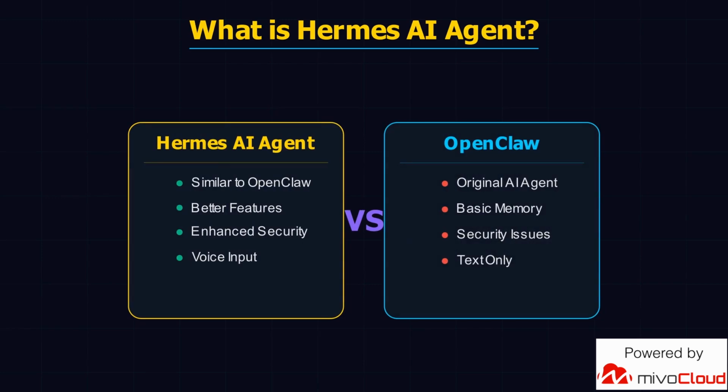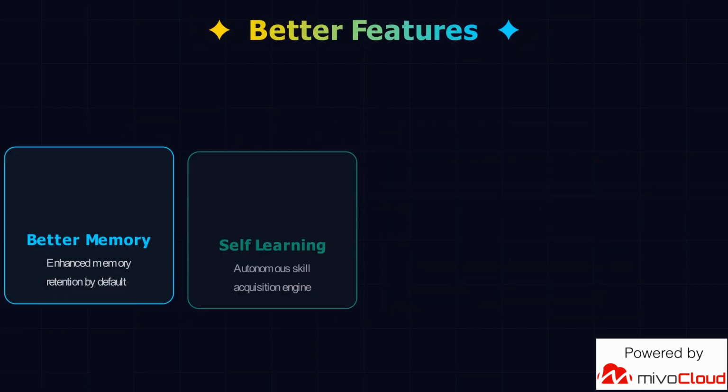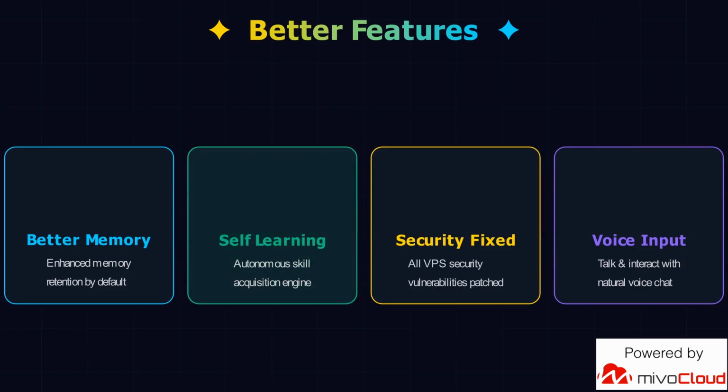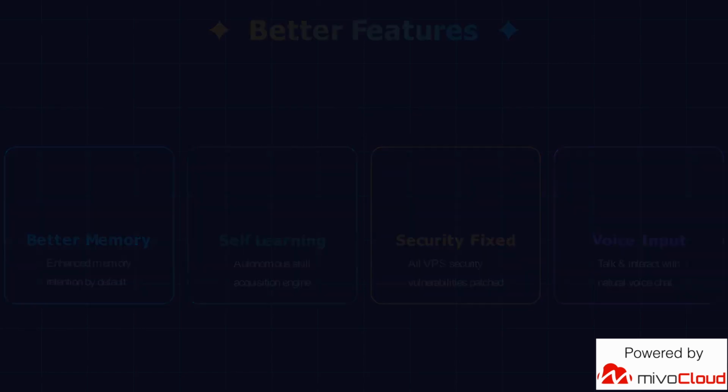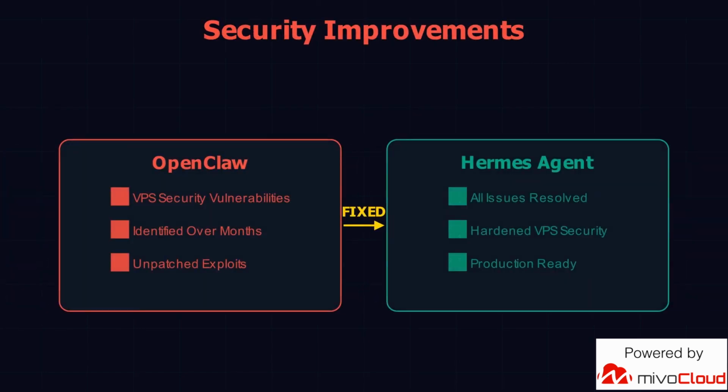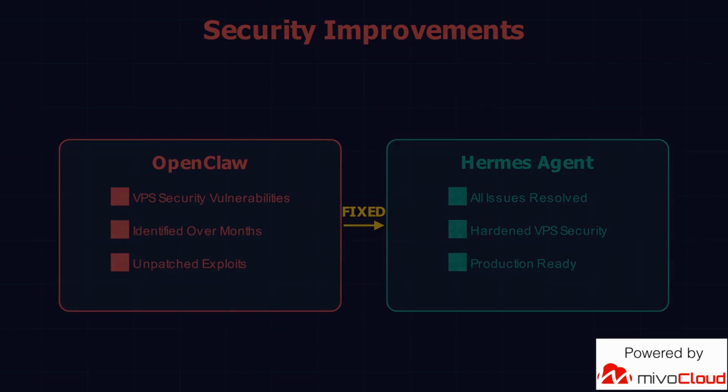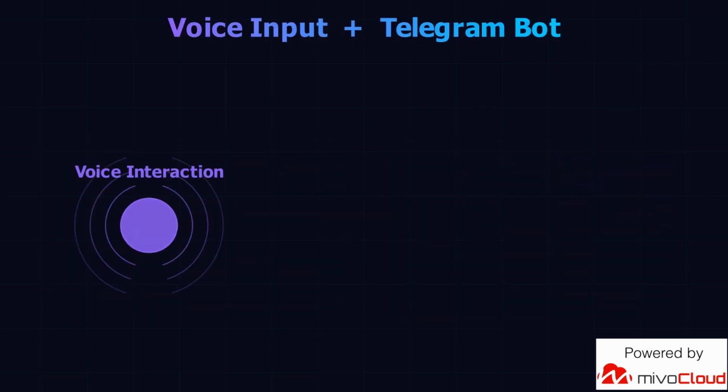That means the more you interact with it, the more it will learn about you, and the better the responses will be. So this is one feature advantage over OpenClaw, and another is that for the past few months, OpenClaw has had many security issues. This Hermes AI agent has fixed all of those.